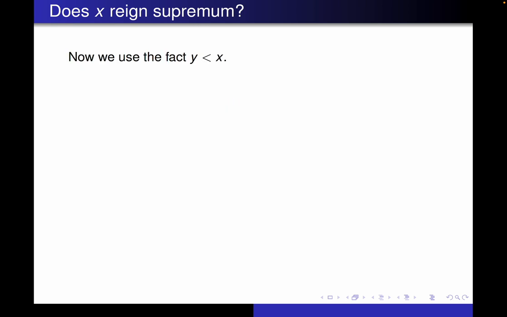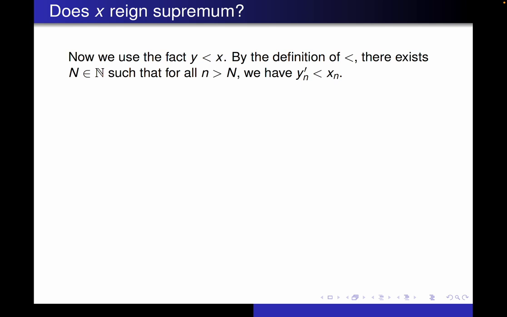All right, so now we get to use the fact that y is less than x. We haven't actually used that fact. Right now, all we've used is our contradiction assumption that y is an upper bound of s. So by the definition of our order relation, or just part of the definition, there exists some big N, a natural number, such that for all little n bigger than big N, we have yn prime less than xn. So now we're just going to be concentrating on terms past that big N.